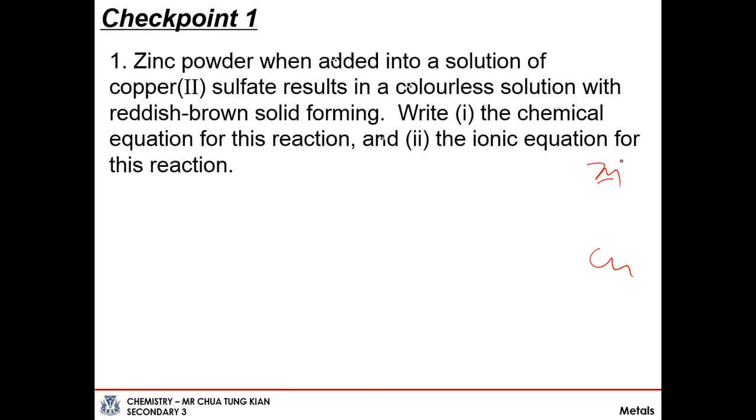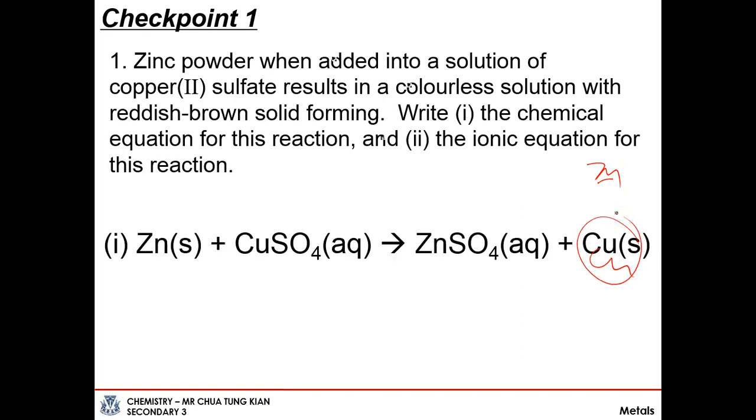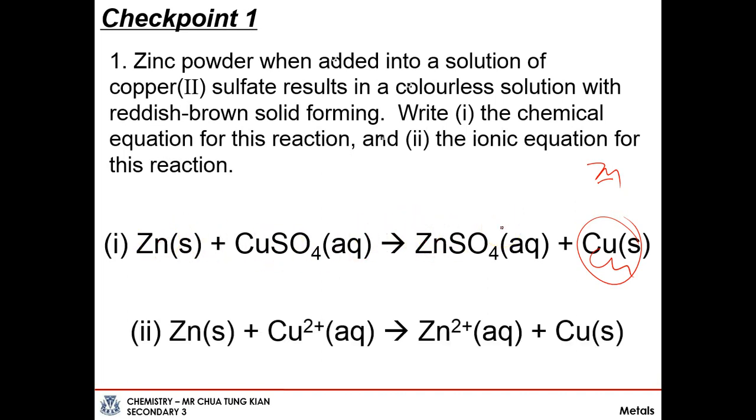its aqueous solution. So we can deduce that the colorless solution is because zinc has displaced all the Cu2+ from the solution, and the reddish brown solid would be the copper that is formed. So this is the overall chemical equation. Zinc plus copper sulfate gives you zinc sulfate plus copper solid, and the ionic equation for this would be zinc plus Cu2+ gives you Zn2+ plus copper.